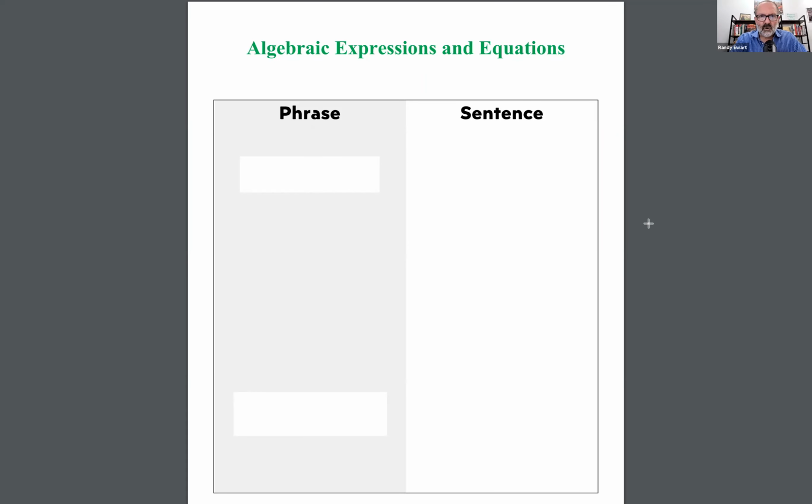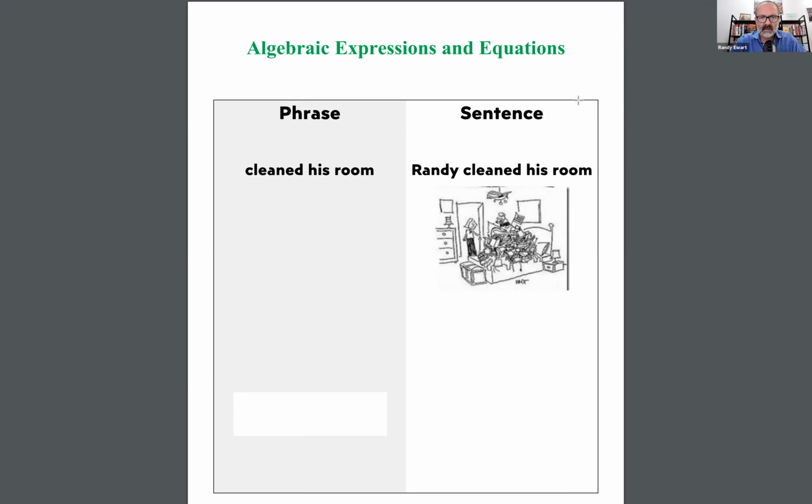To talk about expressions and equations, let's go back to something that you're more familiar with from English class, and that would be phrases and sentences. If you have a phrase, let's say, like "cleaned his room," that's not quite a complete sentence. It kind of makes sense, but we're missing something. So let's look at a complete sentence version of this. Oh, Randy cleaned his room. Now we have a complete thought. We have a complete sentence there.